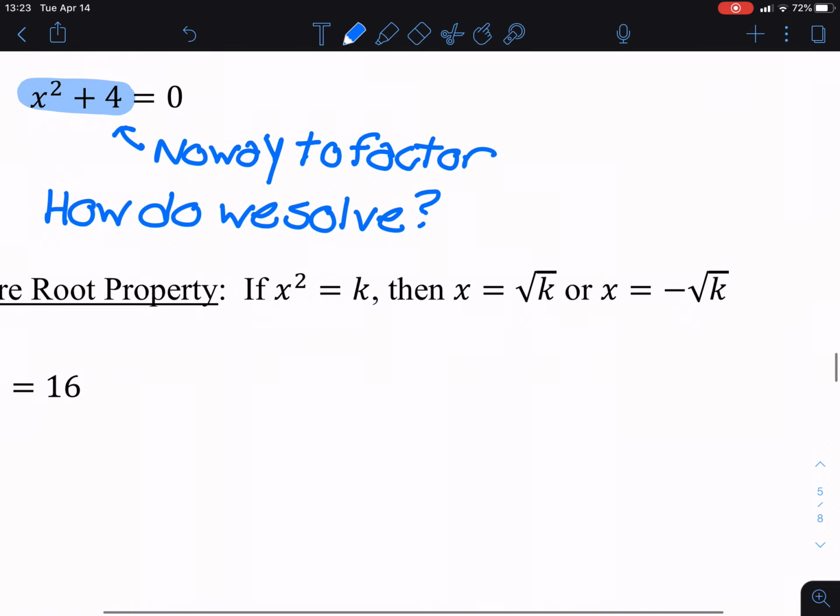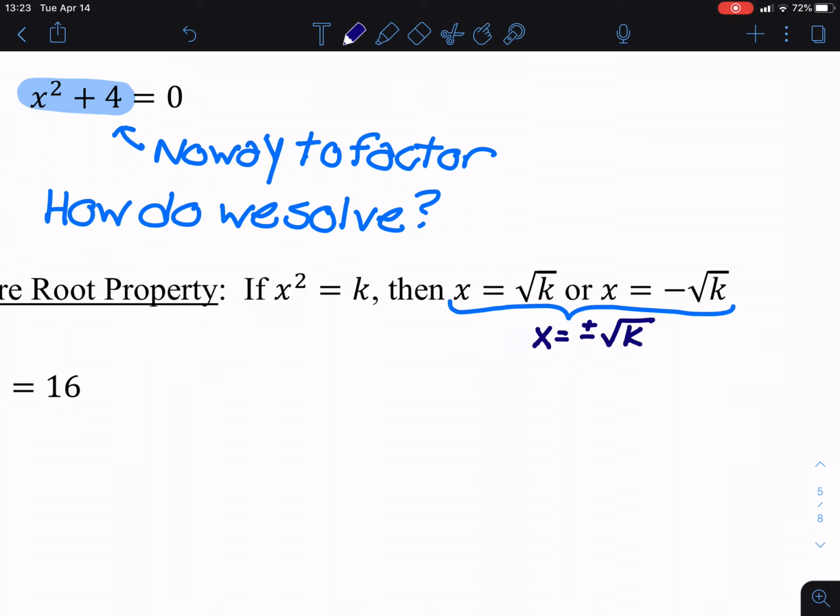Now then, I want to point out, sometimes you'll see this written as x is equal to plus or minus the square root of k. Just realize that by writing plus or minus the square root of k, this means that there are two answers. Even though we've put them together to look like one, there's still two answers: the positive square root and the negative square root.